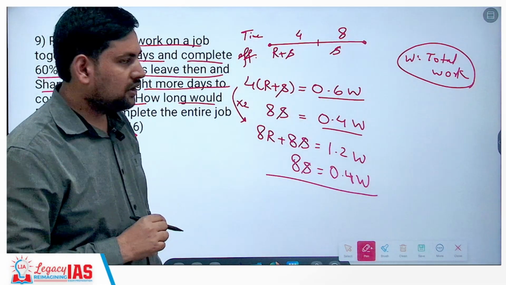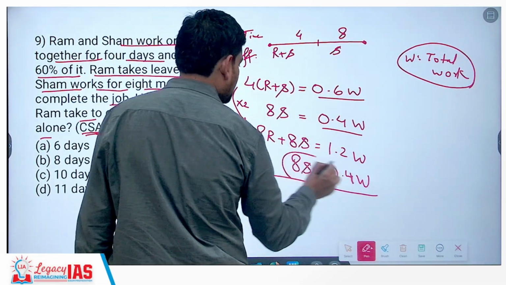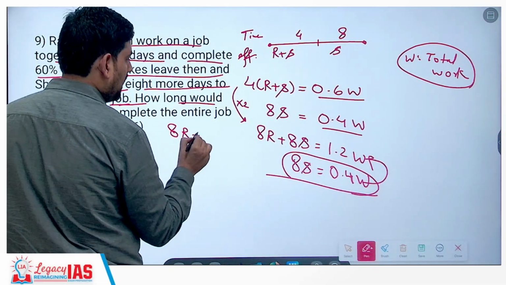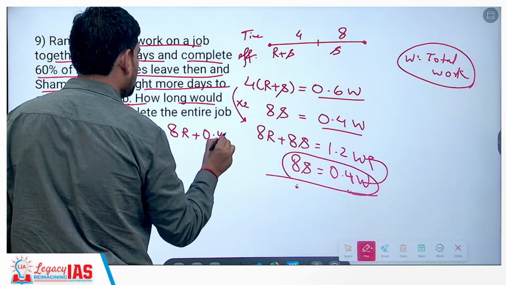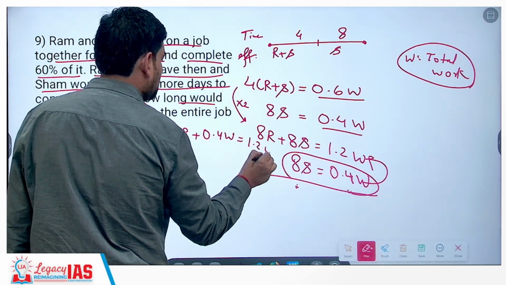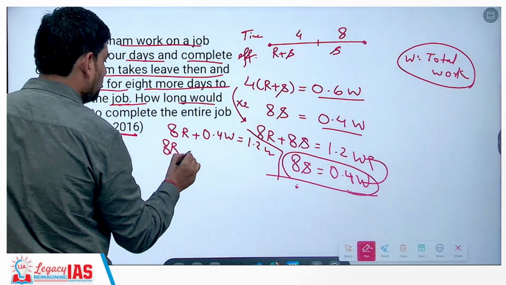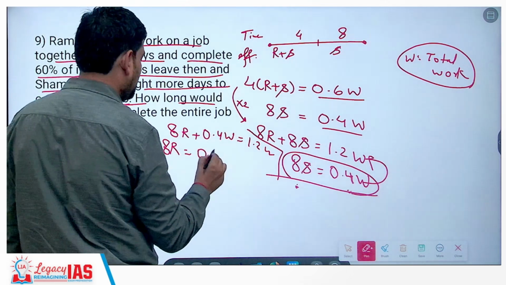Correct? Now what you can do? You can simply replace it or subtract it, whatever. So 8S is 0.4 W. Just put it here. So what you get? You get 8R plus, in place of 8S, I am writing 0.4 W, plus 0.4 W is equals to 1.2 W. Now 8R becomes equal to what? 1.2 minus 0.4, that is 0.8 W.